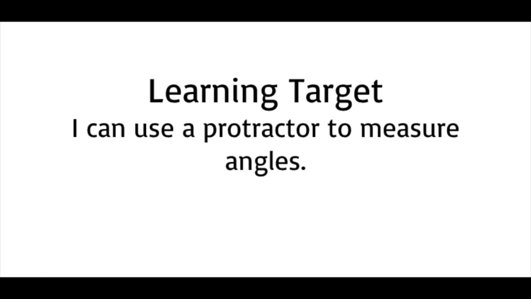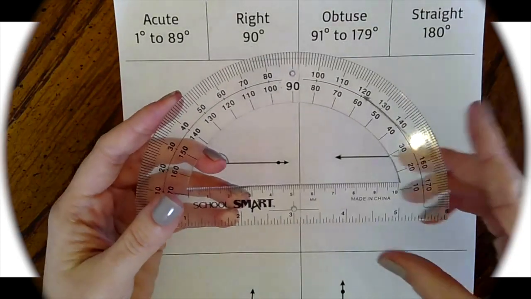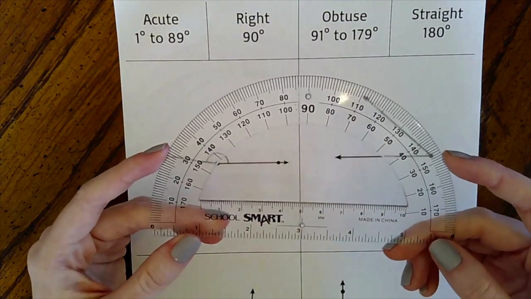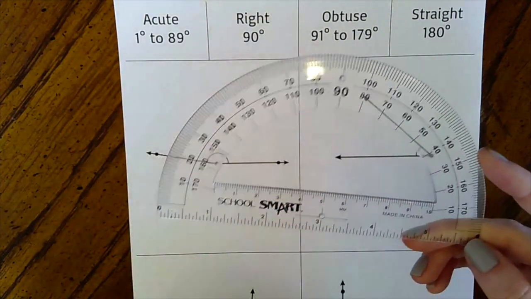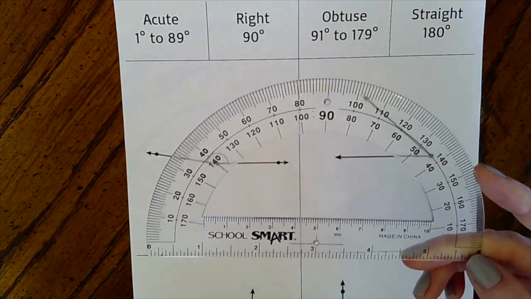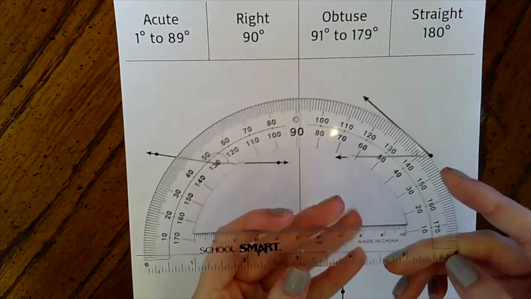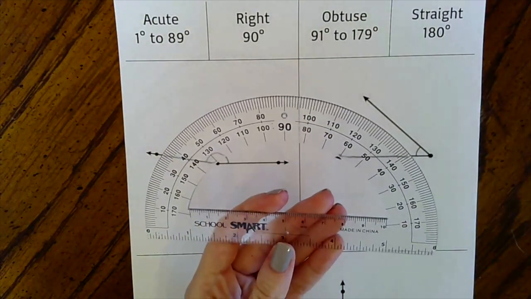Today your learning target is to use a protractor to measure angles. Some of you might be familiar with this tool. It's called a protractor. A couple of features about a protractor I want to point out to you is that you can use it to measure angles and draw angles.